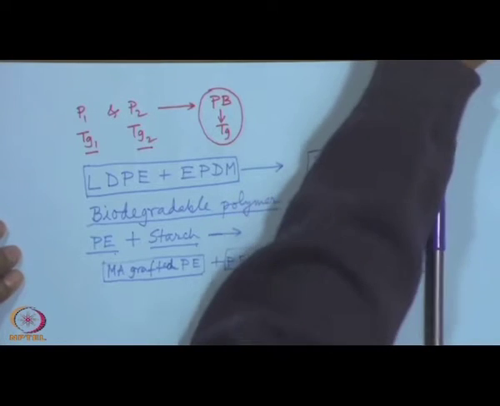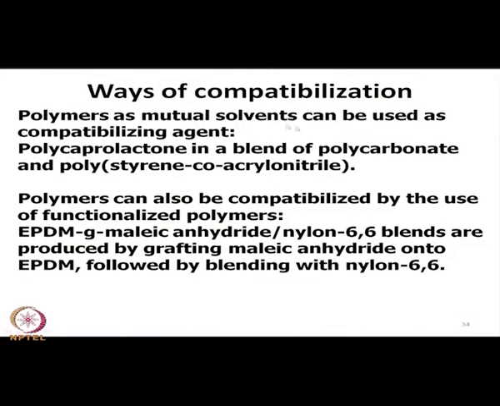Now, another way of compatibilization is that some polymers can be used as a mutual solvent between the component polymers, and in this case these polymers as mutual solvents are used as compatibilizing agents.